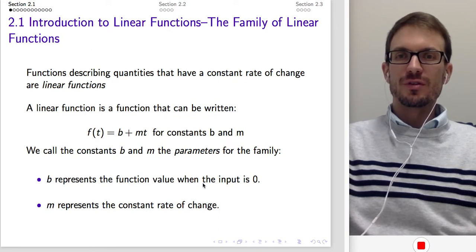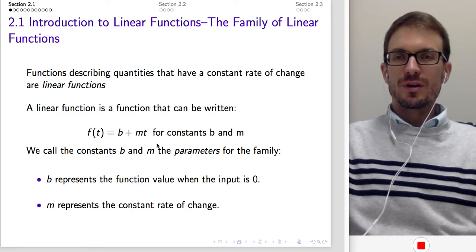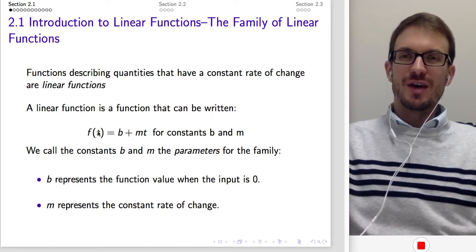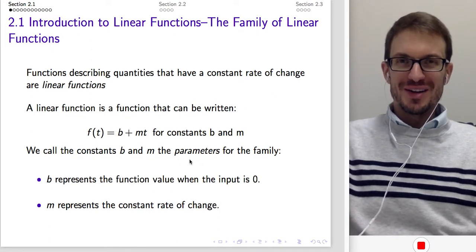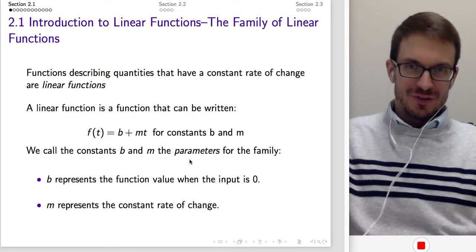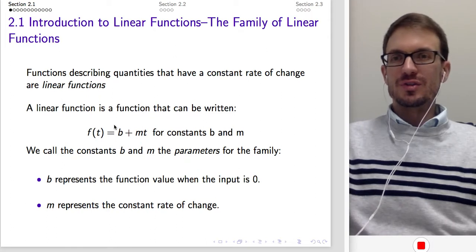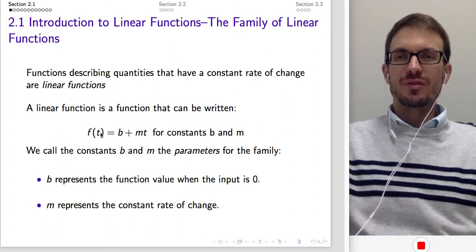Okay, so b and m are the parameters for the family of functions. b is the functional value when the input is 0. So if t is 0, then this drops out and we just have f of t is equal to b. That's just the intercept. That's natural, right? If our x is 0, then we just get whatever the y value, whatever the intercept is.